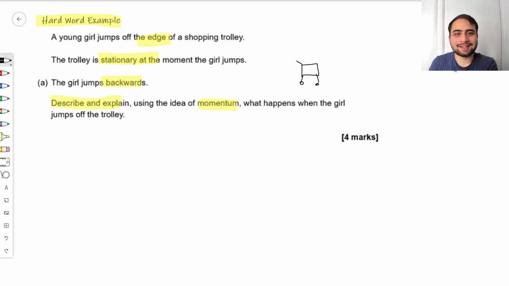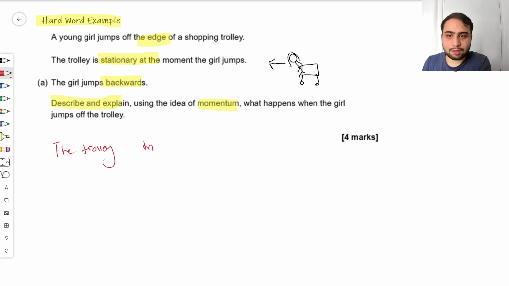Okay, that's good. And then I have my girl right here, and I have that. Now, she jumps off backwards this way. Now, what we want to understand is what happens afterwards. If we just use our common sense and imagine ourselves on a trolley, jumping backwards and letting go, what happens to the trolley? Well, the first thing that happens is that the trolley moves off forwards. Now, why does this happen?